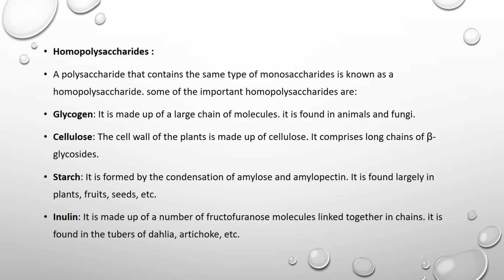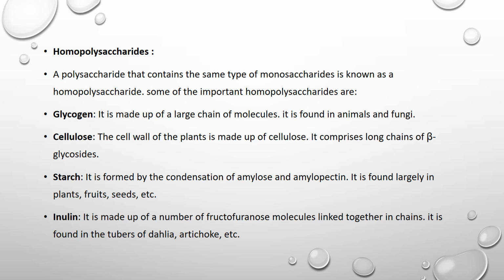Homopolysaccharides. Homo means same. A polysaccharide that contains the same type of monosaccharide is known as a homopolysaccharide. Here we are going to see the important homopolysaccharides. That is glycogen. Glycogen is made up of a large chain of molecules and it is found in animals and fungi. Cellulose. Cellulose we can see in the cell wall of plants.